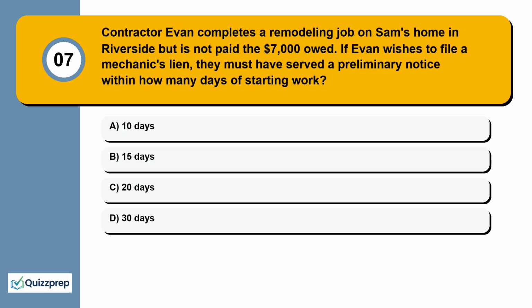Question 7. Contractor Evan completes a remodeling job on Sam's home in Riverside but is not paid the $7,000 owed. If Evan wishes to file a mechanic's lien, they must have served a preliminary notice within how many days of starting work? 10 days, 15 days, 20 days, 30 days.